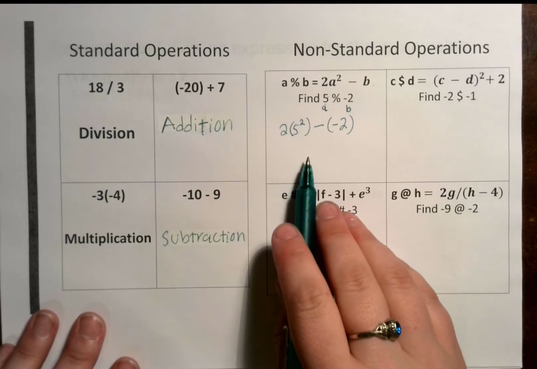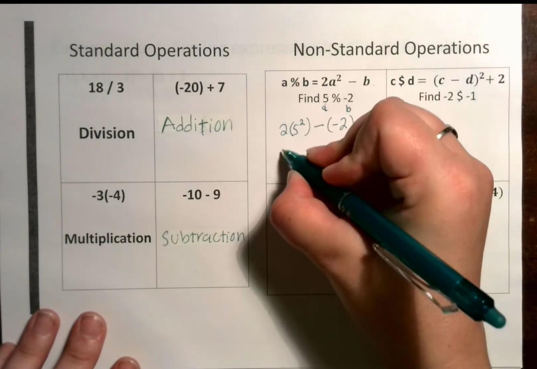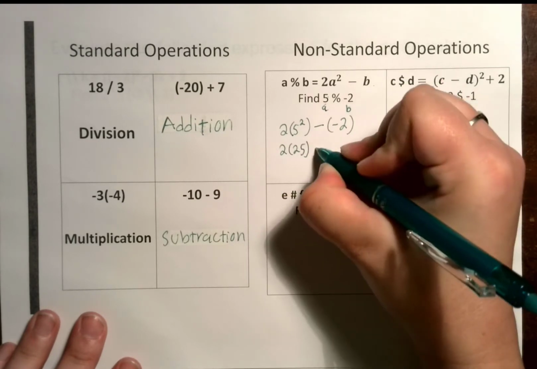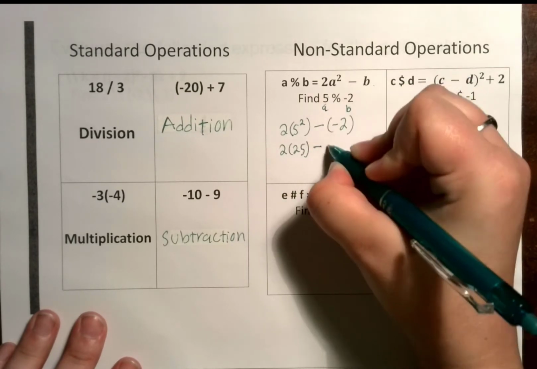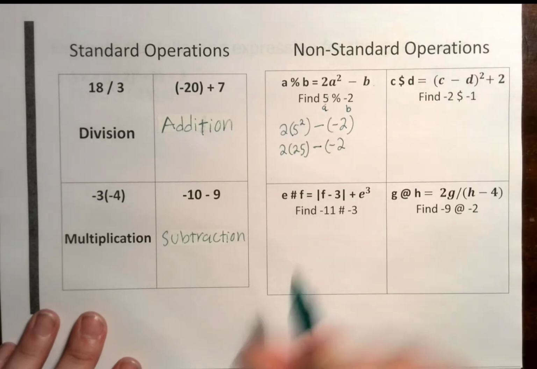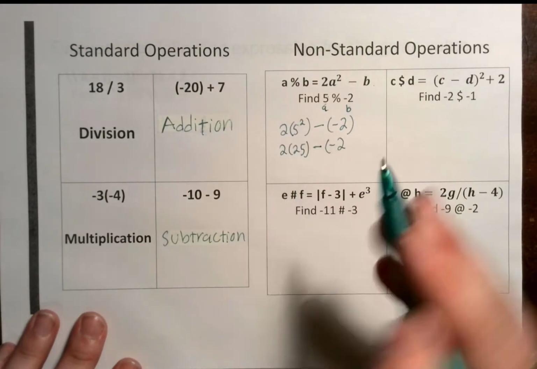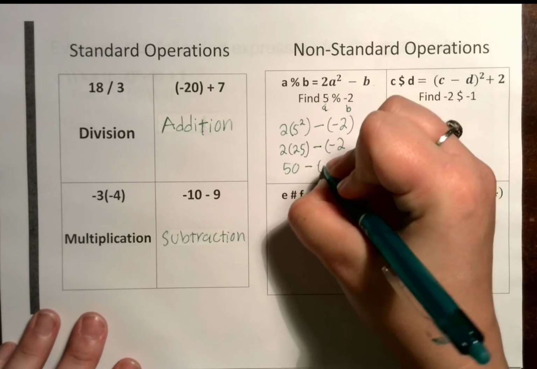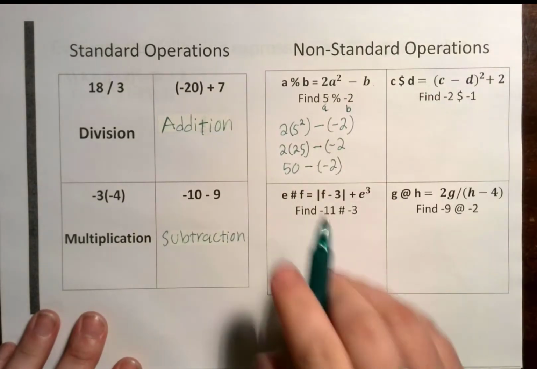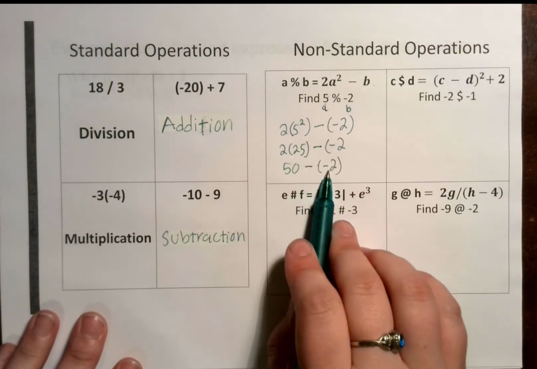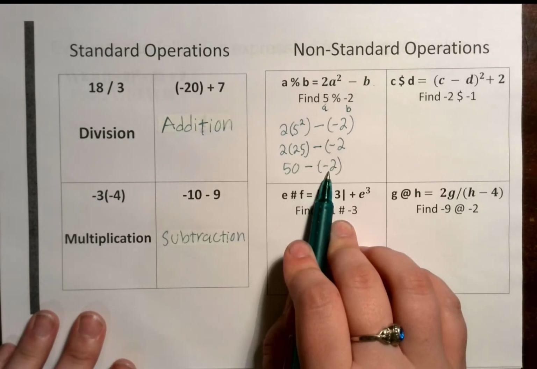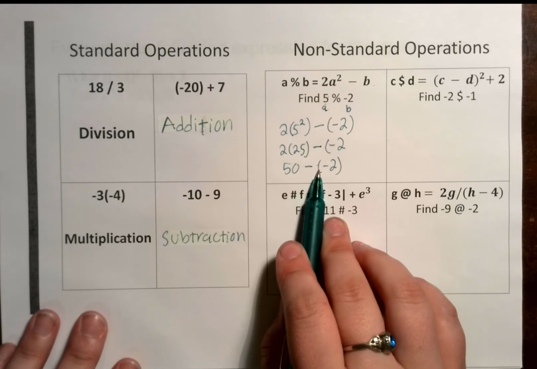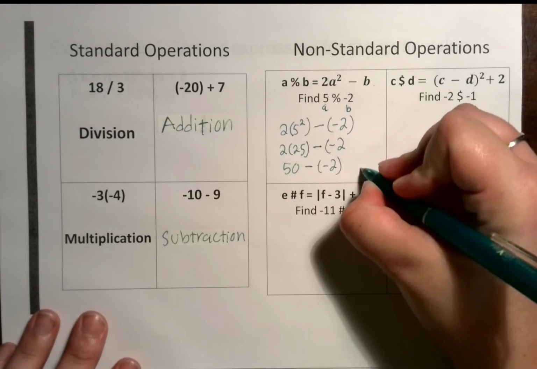Work our order of operations. 5 squared is 25, so 2 times 25 minus a negative 2. 2 times 25 is 50 minus a negative 2. When we minus a negative number, it's like we are adding. So it's actually saying 50 plus 2, which gives me an answer of 52.